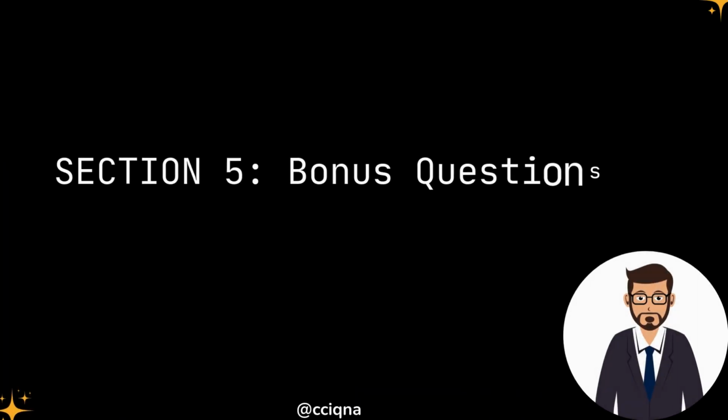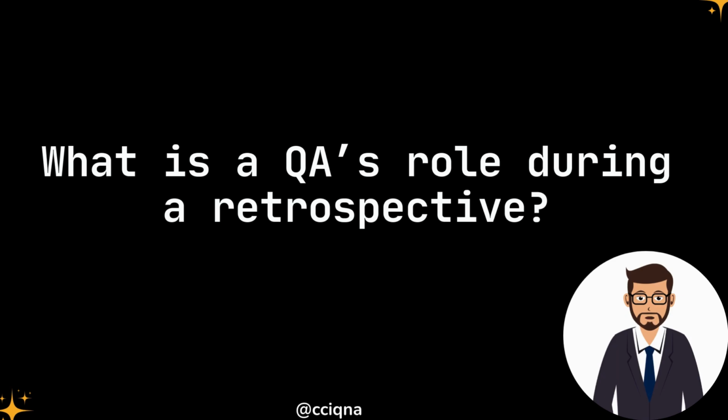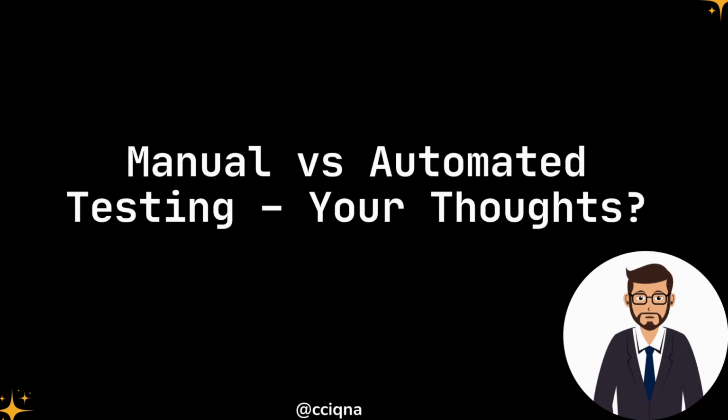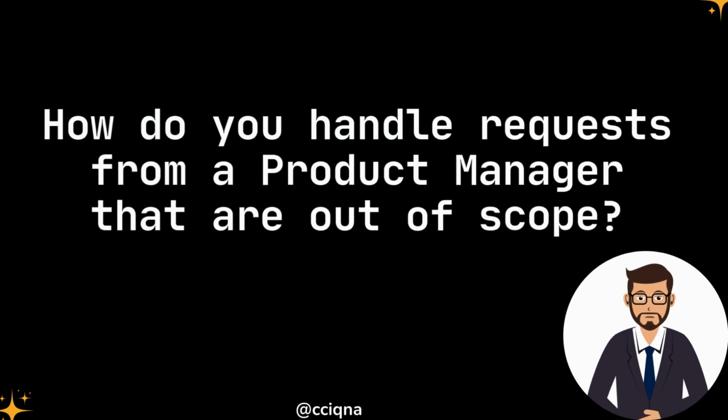Section 5. Bonus questions and wrap-up. Q13. What is a QA's role during a retrospective? Q14. Manual versus automated testing. Your thoughts? Q15. How do you handle requests from a product manager that are out of scope?